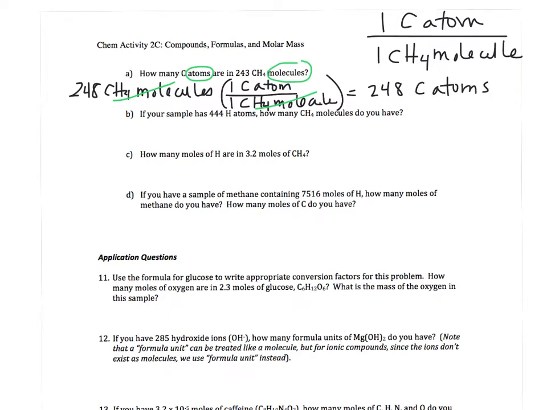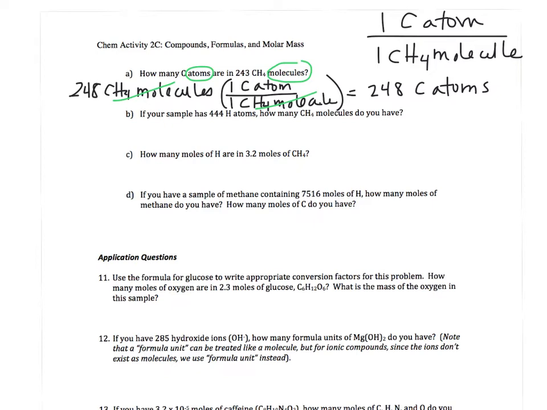And so let's think about what we've done in this conversion. We had a sample, 243 methane molecules. We're not changing the sample at all. We're just asking to describe the sample in a different way. And what we're saying is, instead of describing it based on the number of molecules that are there, now we want to describe it based on the number of carbon atoms that are there. And this calculation allows us to do that.